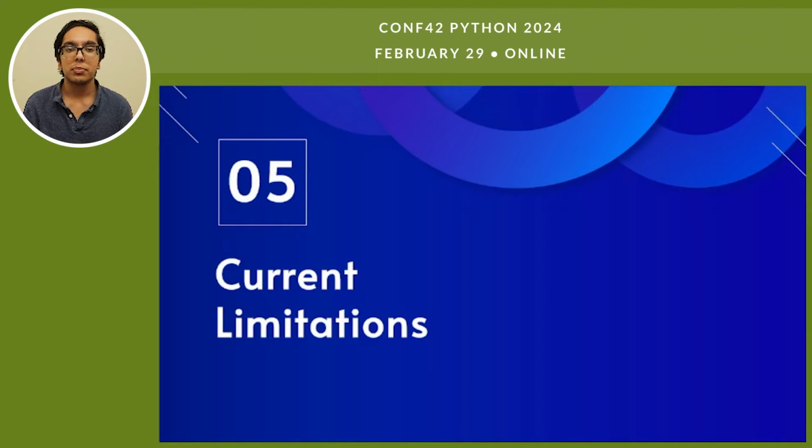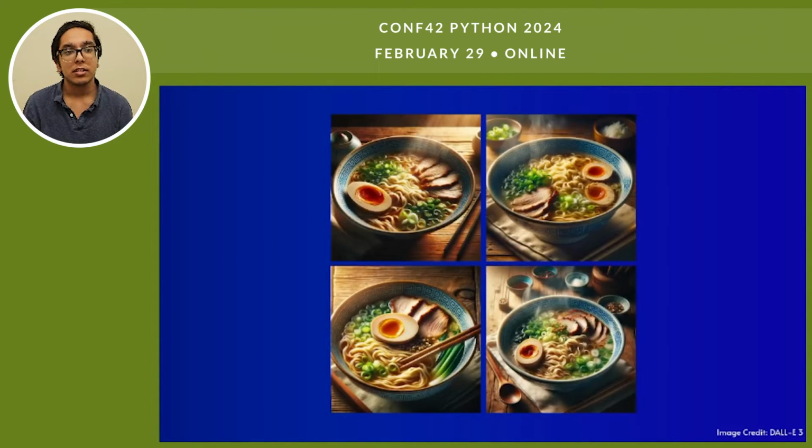So let's go over some of the current limitations of visual generative AI. I'd encourage you to keep this in mind but stay updated, because I'd expect that many of these issues will have been vastly improved even within the next year or two. So why are we staring at several images of ramen?